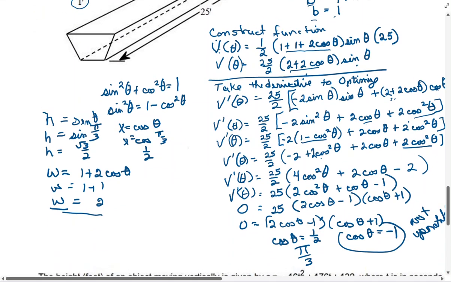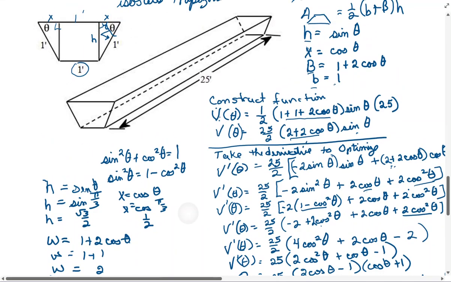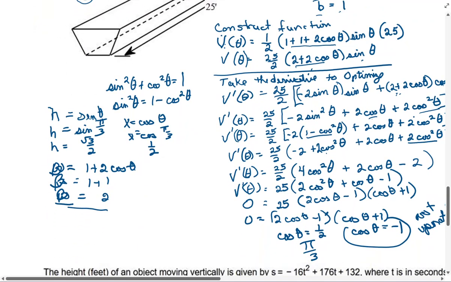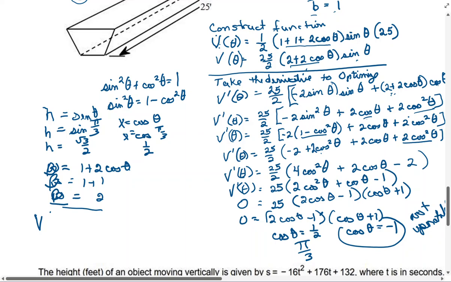Now I think I've got all the pieces. I got my height, I got my bases. The length, actually, this should be length, and I didn't write that. The big base is 2. So now I can put them all in. The volume of this object is going to be 1/2, the little base is 1 and the big base is 2, times the height, which is the square root of 3 over 2, times the 25.